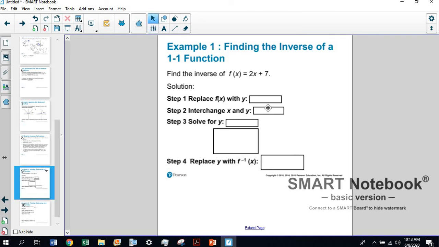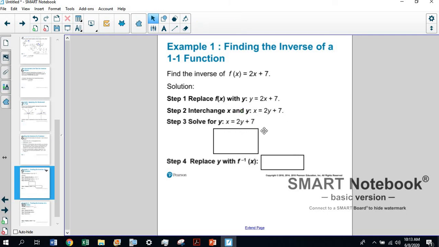We replace the f of x with a y. Sometimes you'll be given the y straight out, but if not, you have to put that in there. Now flip the x's and the y's. All right, so now the x is over here and the y is over there. And now we take this new thing and we solve it for y.